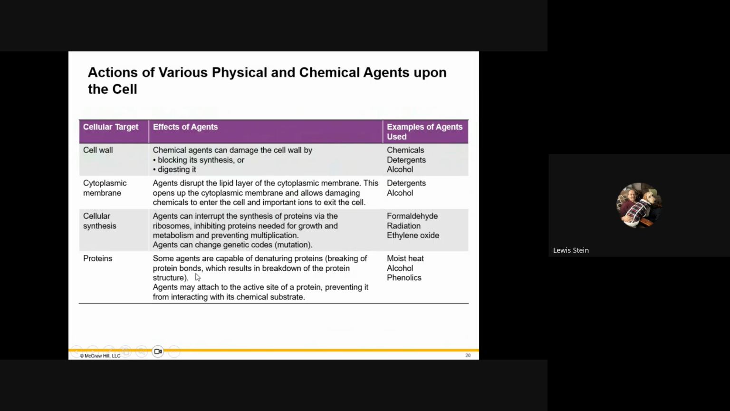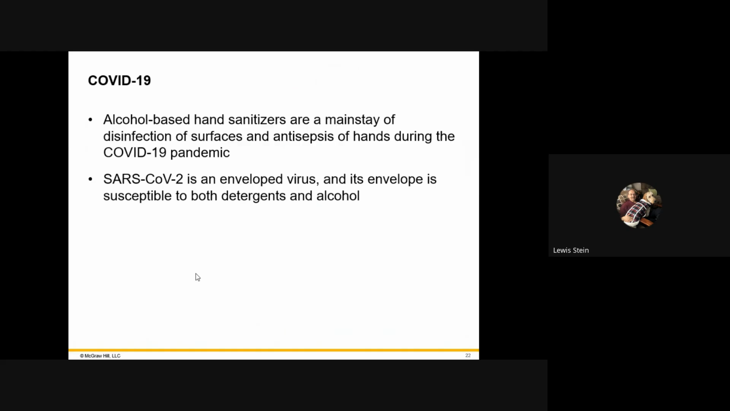This whole issue is much more significant with antibiotics than these agents. So there's not a lot there. And here, alcohol-based hand sanitizers, mainstay disinfection, they're useless for, by the way. They're just not great. But in COVID, I understood it. Okay? And I could deal with it there.